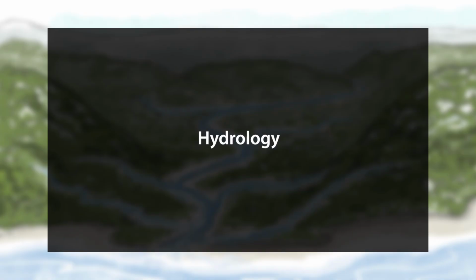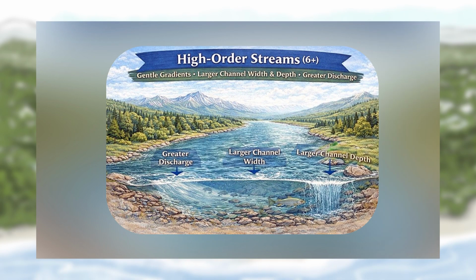Stream order is a fundamental parameter for analyzing the structure and functioning of a drainage network. Hydrologically, generally low order streams have steep gradient, high water velocity and contribute primarily to local runoff. They make up the majority of the total channel length in a basin. However, higher order streams have gentle gradient, large channel width and depth and greater discharge. So, geomorphologically, stream order is directly related to the size of the contributing drainage area.